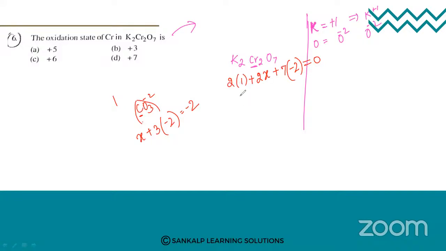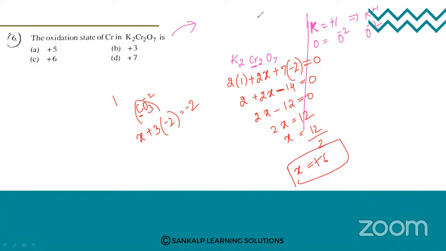Now let us do this. 2 ones are 2 plus 2x. 7 twos are 14, so -14 equals to, plus minus will be minus. It will be a simple algebraic equation. Then -14 and 2 will be 2x minus 12 equals 0. Then 2x equals 12, x equals 12 by 2, so it will be +6. So who all have answered it as C?